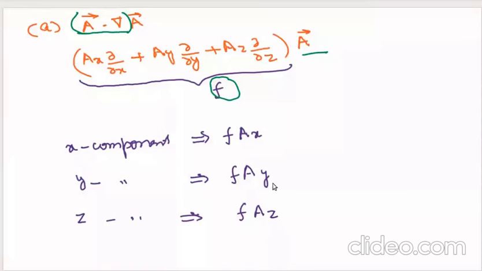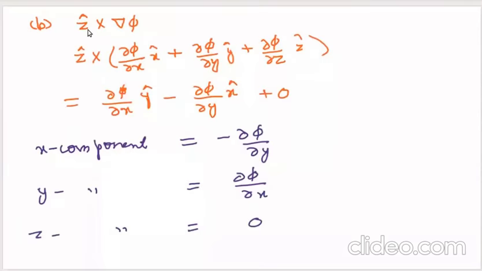Similarly, for the second question, it is given as z cap cross gradient of phi, and you have to find the respective components. Firstly, we can expand this term. So this gradient of phi will be given by this expression, and you are taking the cross product with z. If you take the cross product, z cap cross z will give you 0, so this term will not exist. z cap cross x will give you y cap, and z cap cross y cap will give you minus x cap.